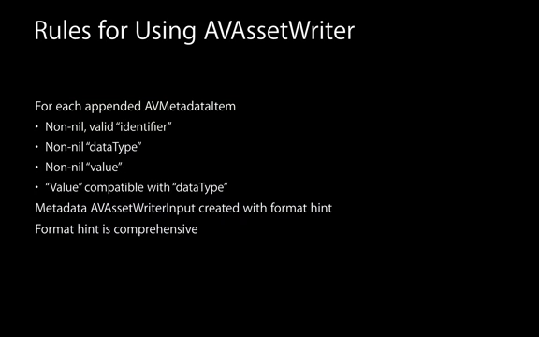There are some rules to using AV Asset Writer for writing timed metadata. Most importantly, every metadata item that you append has to have non-nil values for identifier, data type, and value. Your identifier has to conform to the format that we specify, so we highly recommend using that utility method I just talked about. And the value has to be compatible with the data type. You can tell us that your NS string value is a UTF-8 string, but don't try telling us that your custom class is a UTF-8 string, because we won't know how to serialize that properly, and the asset writer will fail. And as I mentioned before, you have to create your asset writer input with a format hint, and that must be comprehensive, and we described that before.